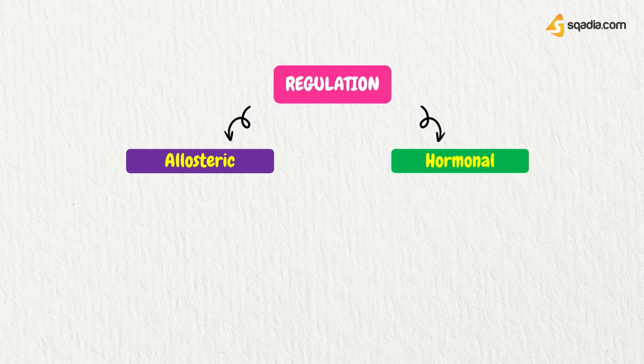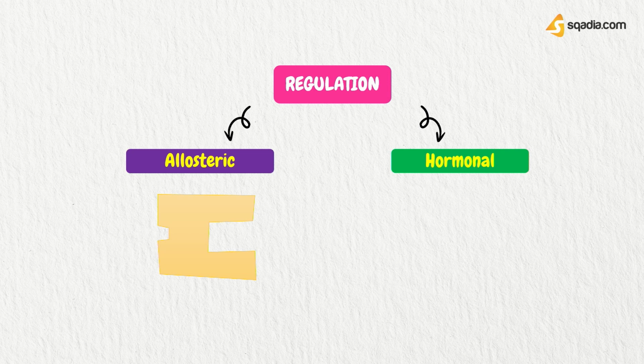Alright, everyone. So we have gone through the basic steps of glycolysis. Now we're going to talk about its regulation. Whenever we talk about regulation, there are basically two types: one is allosteric regulation and the second one is hormonal regulation.